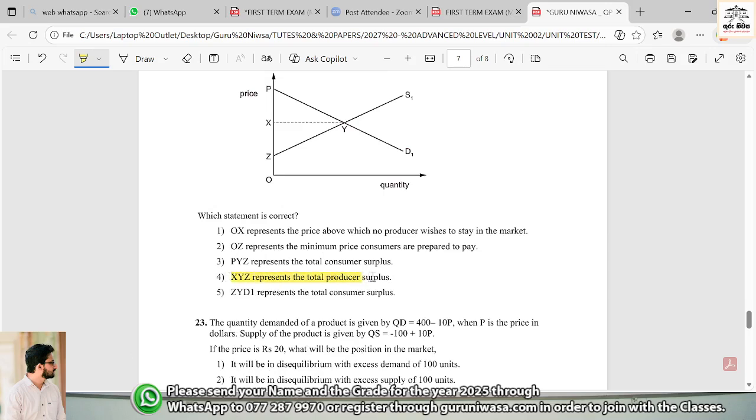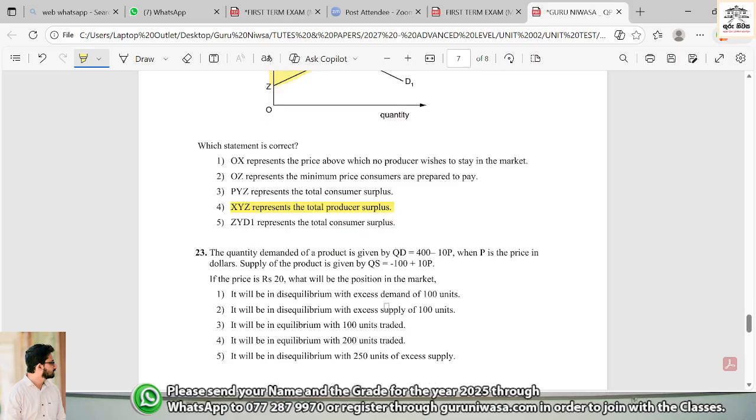XYZ represents the total producer surplus. Producer surplus, this one, XYZ. Producer surplus means the area which is below the equilibrium price and above the supply curve. The answer is the fourth one.